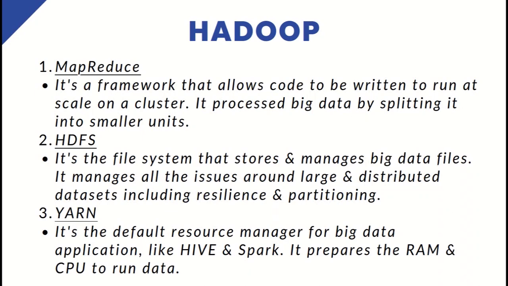HDFS is the file system that stores and manages big data files. It manages all the issues around large and distributed datasets, including resilience and partitioning. It splits files into blocks, creates block replicas, and stores them on different machines. It's built to access streaming data seamlessly. Yarn is the default resource manager for big data applications, like Hive and Spark. It prepares the RAM and CPU to run data.